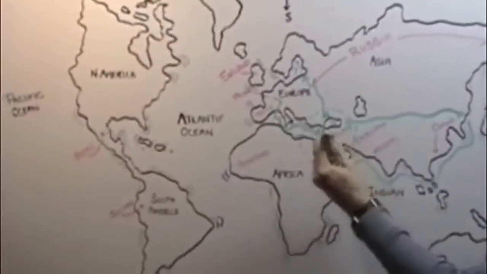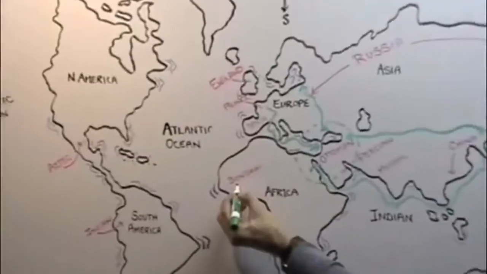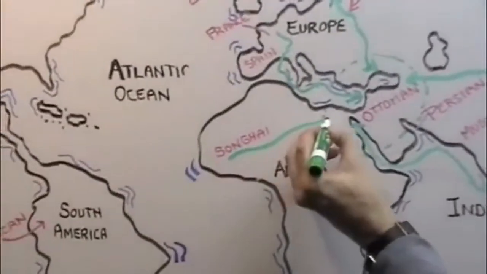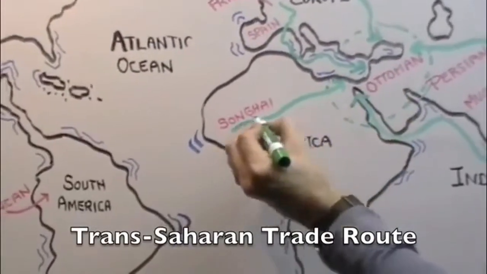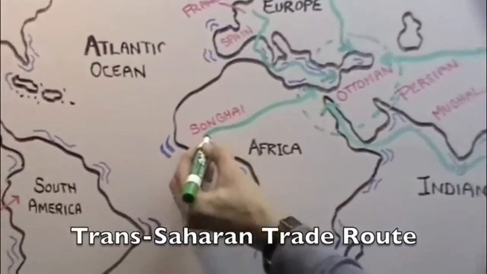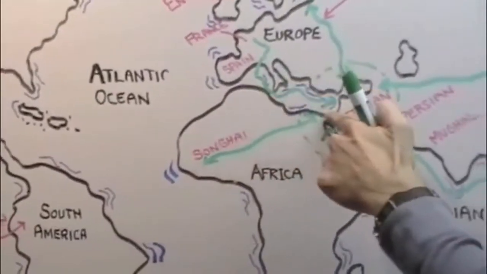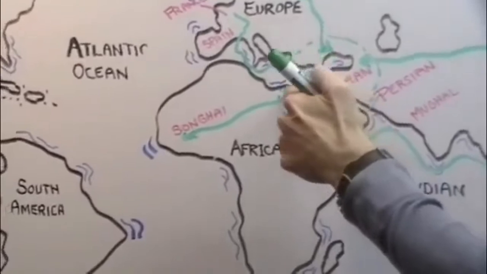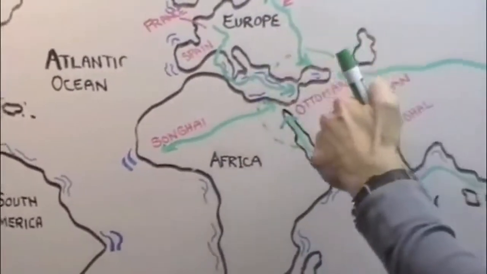The last of the trade routes that we need to talk about is across North Africa here, and this trade route is very important. It is the trans-Saharan trade because it went trans, or across, the Sahara Desert, and it connected the Songhai Empire up here to the Ottoman Empire. Again, you can see the importance of the Ottoman Empire in worldwide trade.